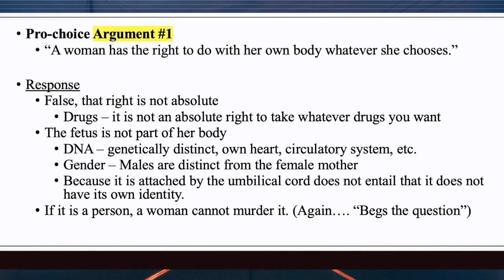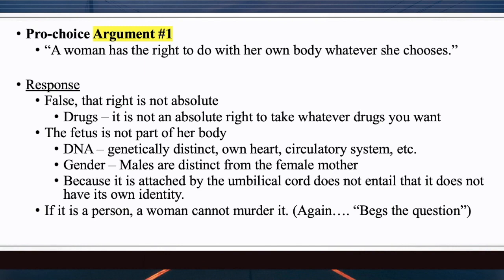So you can't just say, well, it's the right. The woman has the right to do with her own body whatever she chooses. What if that woman wanted to have the right to use meth or to smoke crack cocaine? Well, those are illegal drugs, and she doesn't have the absolute right to do that. So it's the same kind of concept. It's false. That right is not absolute.